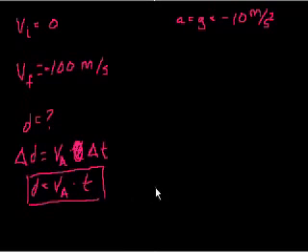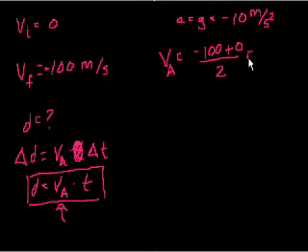And so let's see what we can figure out. Can we figure out the average velocity? Well, the average velocity is just the average of the initial velocity and the final velocity. So the average velocity is equal to the average of these two numbers: minus 100 plus 0 over 2. I'm just averaging the numbers. That equals minus 50 meters per second. So we were able to figure that out.